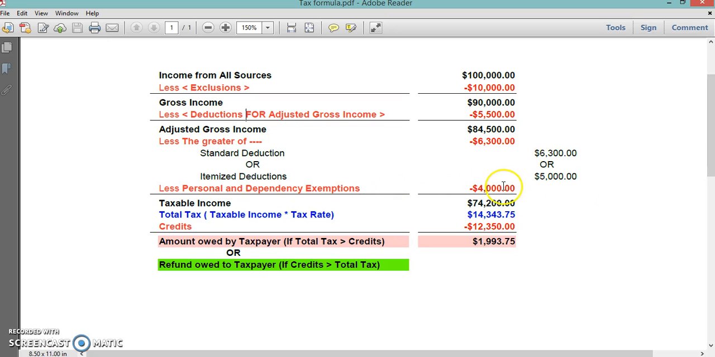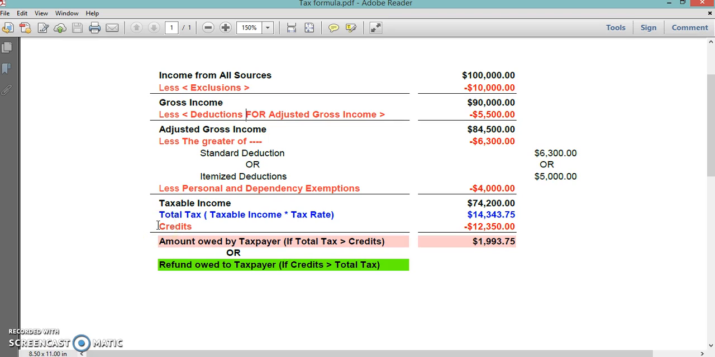This is per person. Then we come to the taxable income, and then based on the taxable income, there's a total tax that's calculated. Basically, you take the taxable income times the tax rate. Software does this. There's also a way to do this manually, which is how I did it. Then you take the credits. Again, we're going to cover each one of these items individually and in greater detail, but for now, just to get a broad idea.